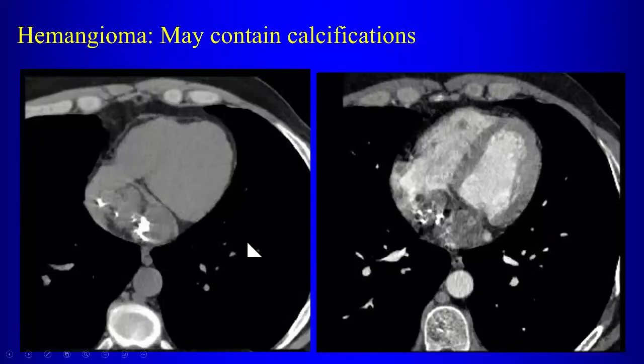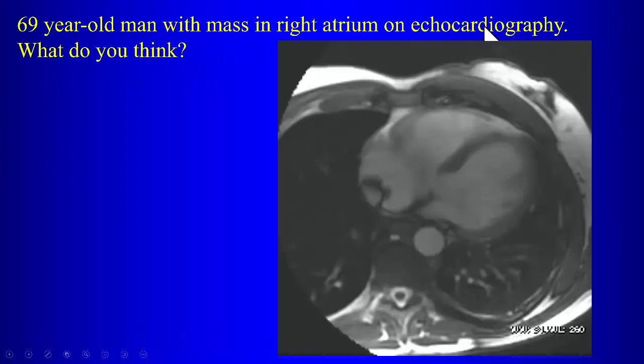So that was a cardiac hemangioma. Sometimes they might have calcifications, like phleboliths within them. So that you might also see sometimes with these hemangiomas.